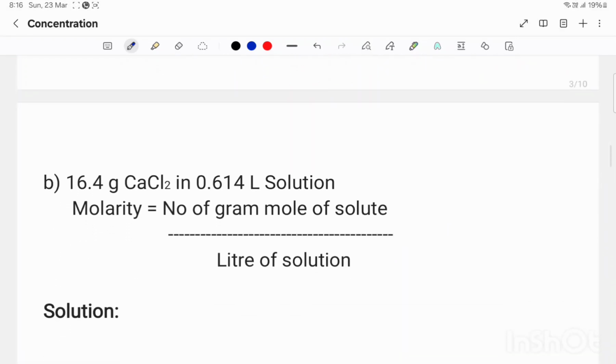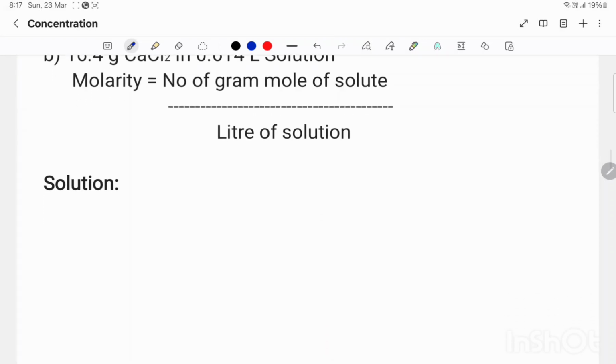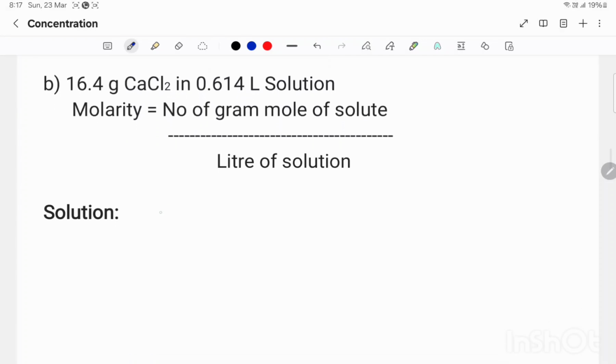The given data in the problem is 16.4 gram of CaCl2 in 0.614 liter of solution. So the same question they have asked us to find out what is molarity. Molarity is defined as the number of gram moles of solute divided by liter of solution. So let us write down the given data in the problem. Mass of the calcium chloride is given as 16.4 grams, and volume of the solution is given as 0.614 liter.